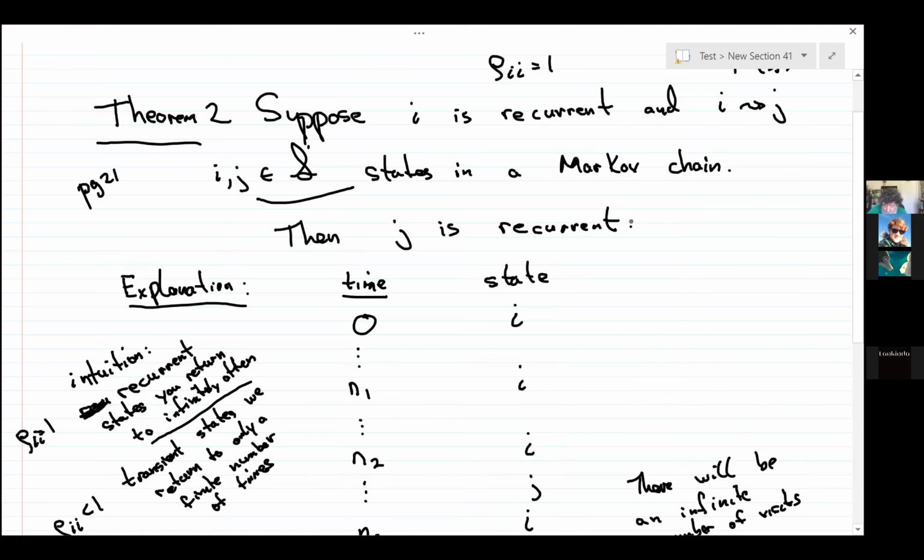Okay, and so there's a little more to it. Rho ij equals rho ji equals 1. Okay, so my explanation got us to here. What about this part of it? Well, we're saying that if I is recurrent and it leads to a state J, then the probability of eventually getting from I to J is equal to 1.